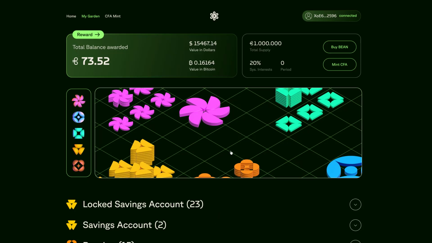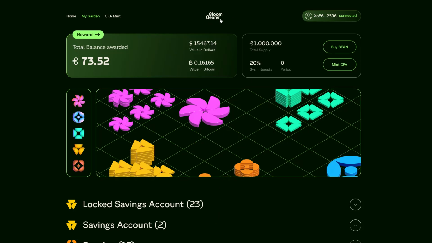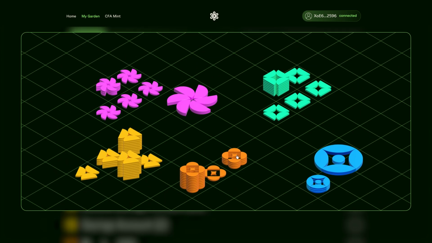Thank you for walking through our financial garden and minting process. This demonstration uses the testnet on the Polygon chain, but the mainnet will operate on the Ethereum blockchain. This is the financial garden, where you can manage the financial assets you've created.